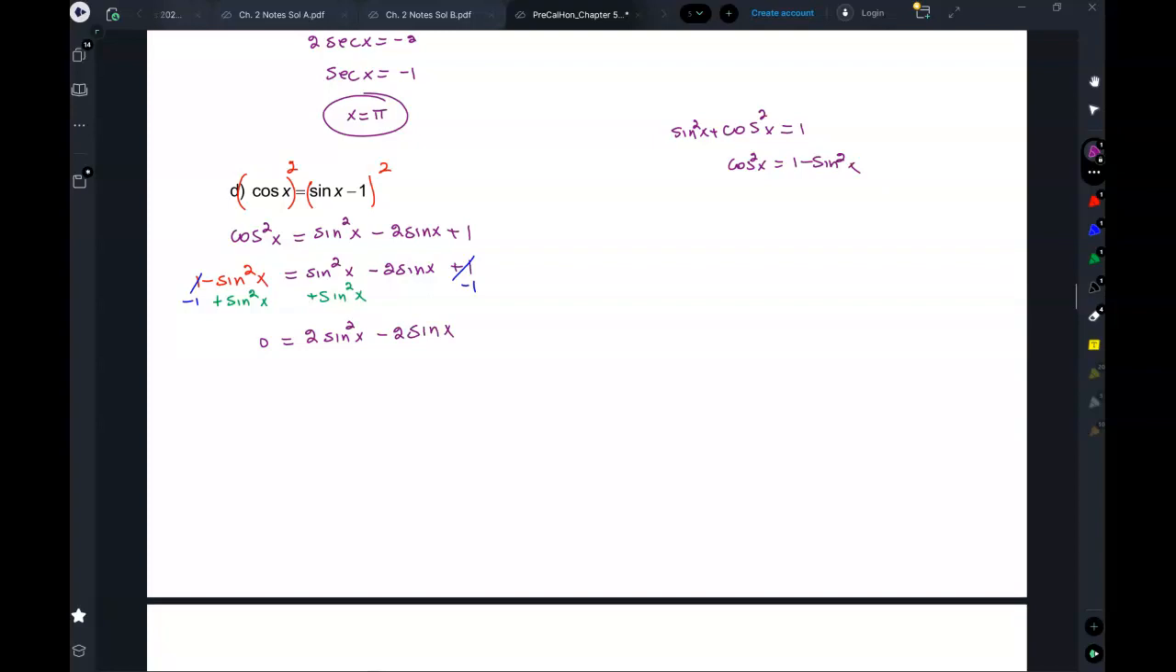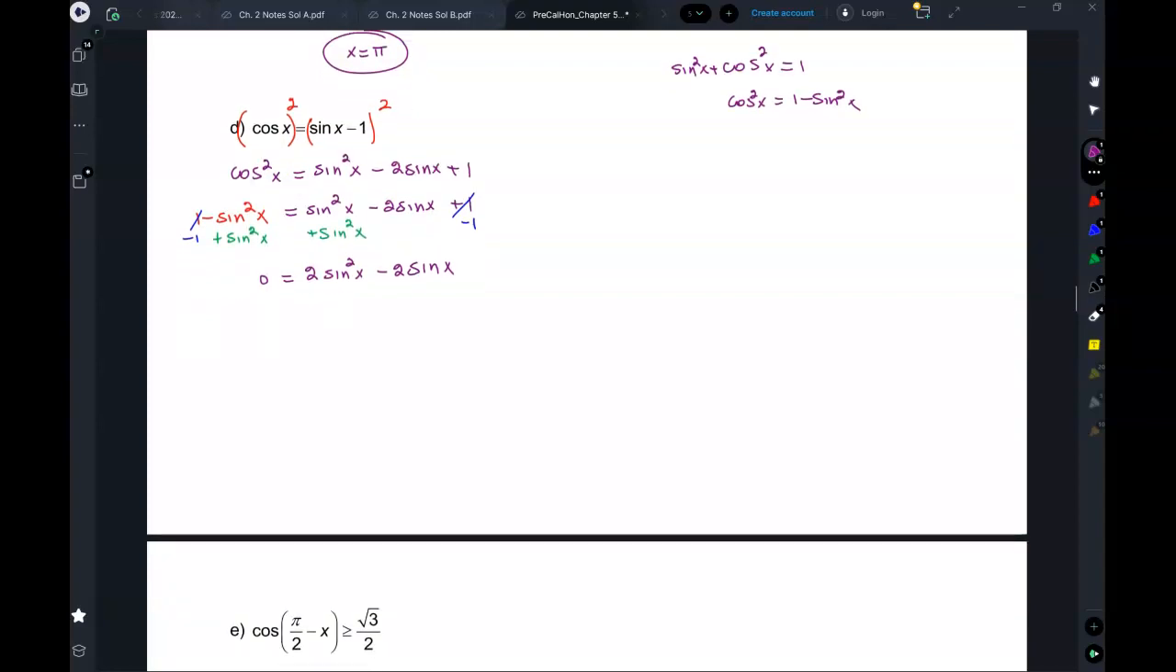Can't you divide it by 2? Now I can, you can divide by 2. You can also factor out 2 sine x, and you get sine x minus 1. So now what happens to that 2? Does it make any difference in the problem? No, because you can just divide both sides and it goes away.